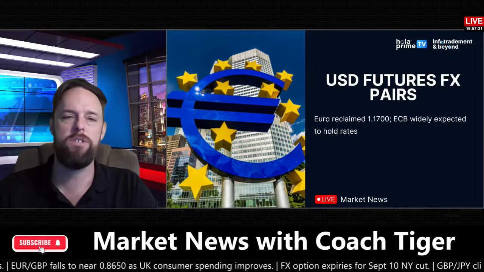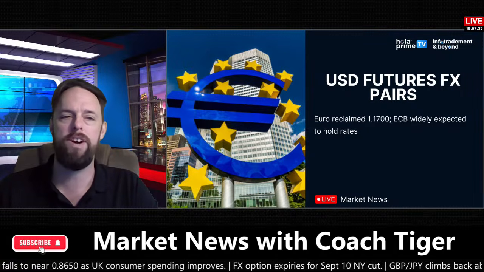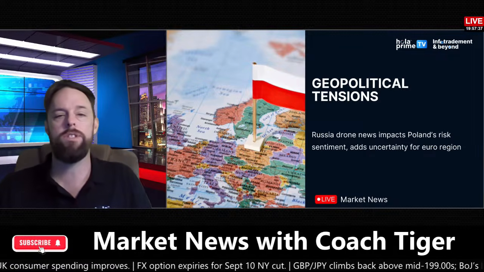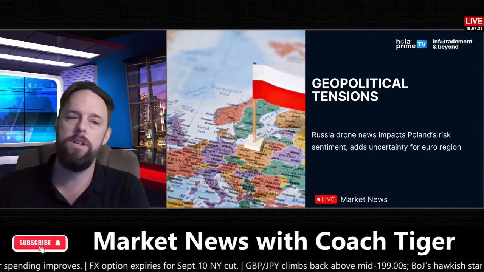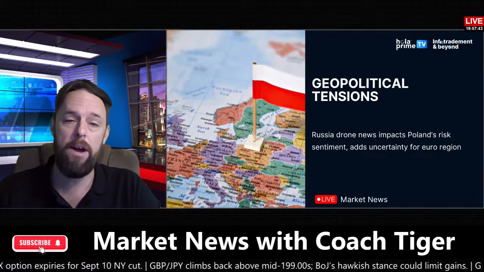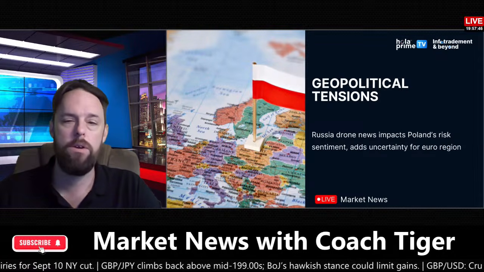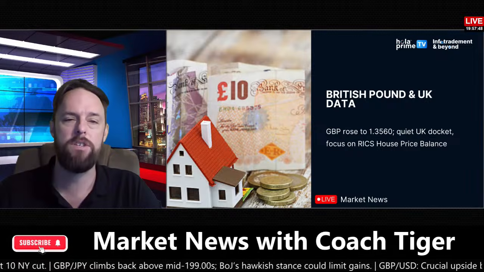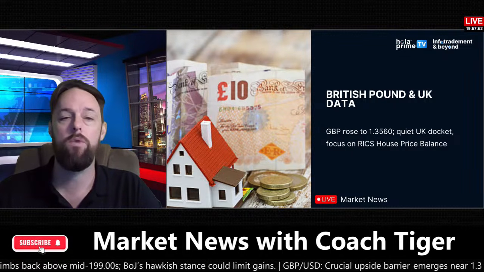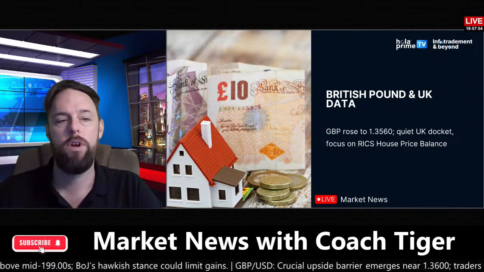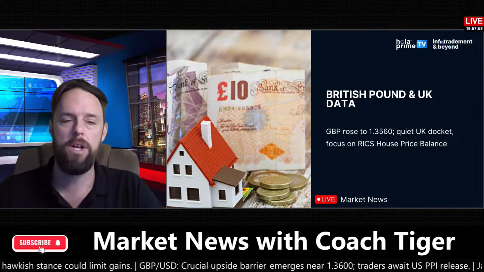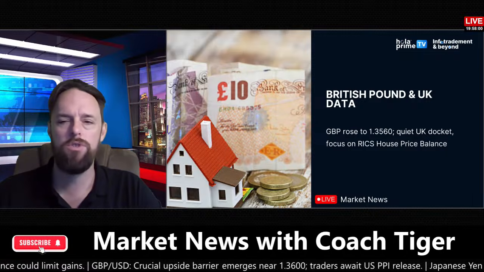Geopolitics also added some tension after news broke that Russian drones violated Poland's airspace, which definitely didn't help the overall risk sentiment. It was a stark reminder that the world can be a messy place. The British pound caught a bit of a bid, revisiting the 1.356 zone as the dollar took a knee jerk. The UK docket was quieter than a library after hours, with the only notable release for today being the Rightmove House price balance. So not exactly a world shaker.